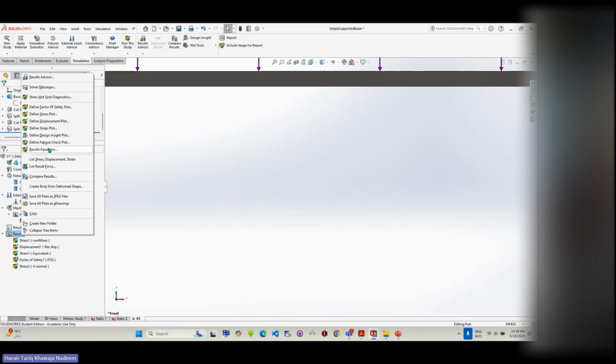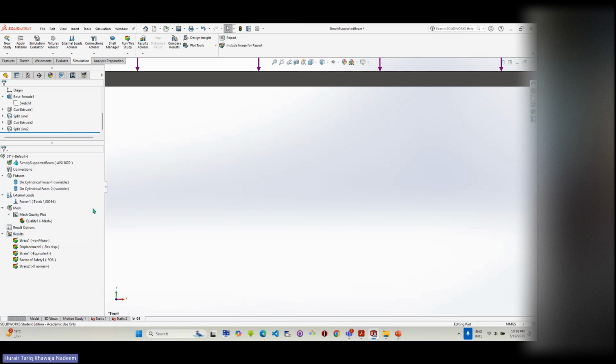This thing I do not want because it's the result equation. Factor of safety is important. Stress plot is important. Displacement plot, displacement is related to the displacement, not the strain. So there is a difference between displacement and strain. Displacement is actually in millimeter. Strain is actually a ratio. Okay, so that's it from here.